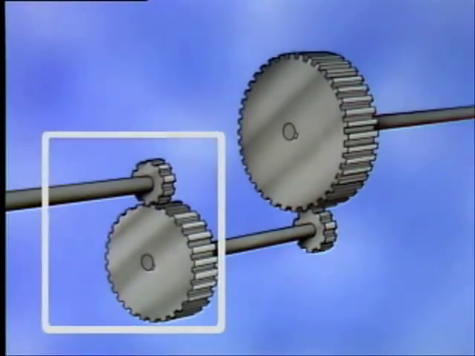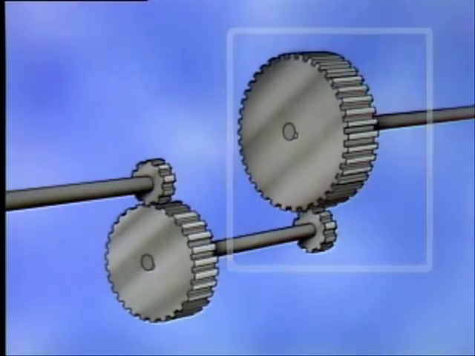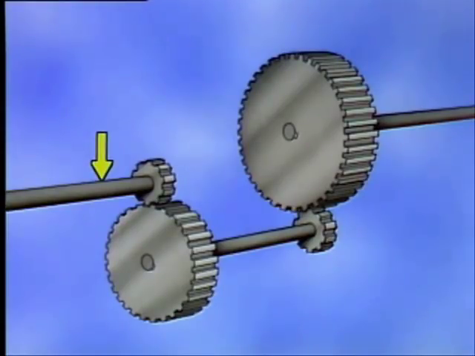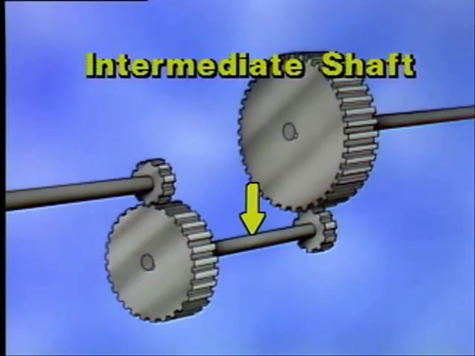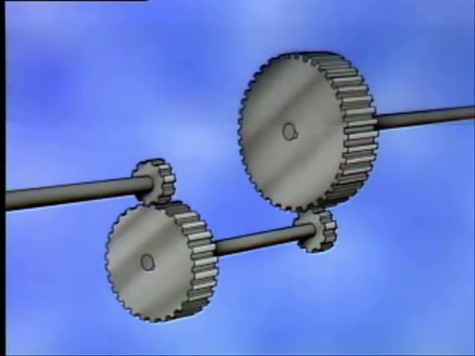This gear set has a pinion with 10 teeth and a gear with 30 teeth. The second gear set consists of a pinion with 10 teeth and a gear with 40 teeth. In our example, this shaft is turned by an external device such as a motor and is called an input shaft. This shaft is connected to and drives a machine such as a pump or a fan. It's often called the output shaft. This shaft, which connects the gear in the first gear set with the pinion in the second gear set, is called the intermediate shaft.